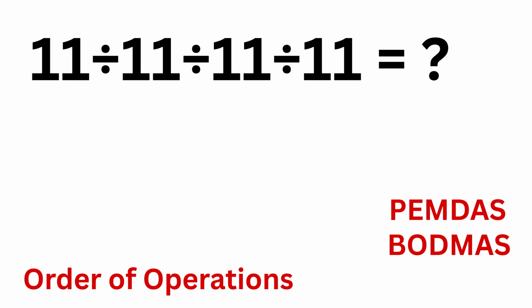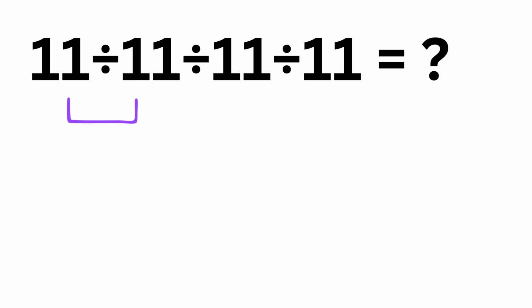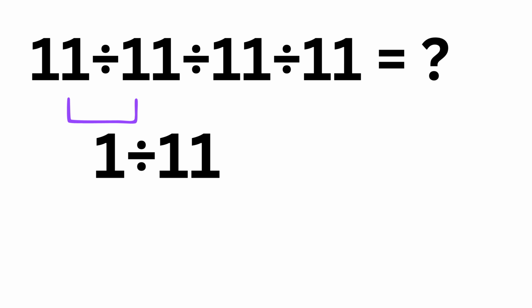an expression, we have to work from left to right. So here first we have to do the first division, then the next division, and finally the last division. So, the first division of 11 divided by 11 is just 1. So, we get 1 divided by 11, and again divided by 11.